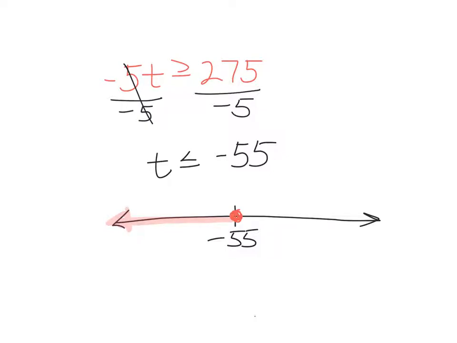And that's it. So everything is exactly the same as if it was equations. The only difference is that when you multiply each side or divide each side by a negative number, you need to remember to reverse the direction of the inequality symbol. Everything else is exactly the same as before. So that's it for today.